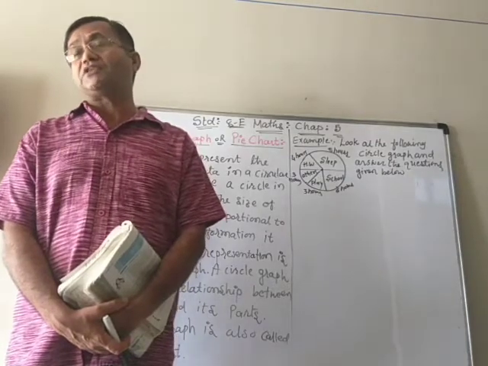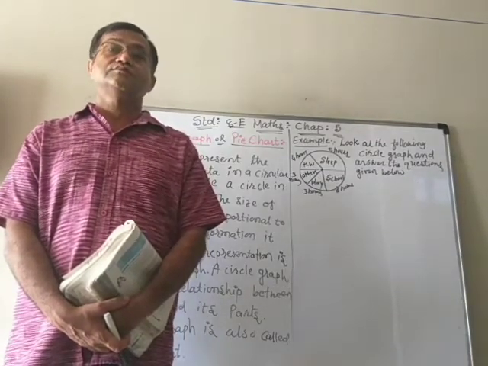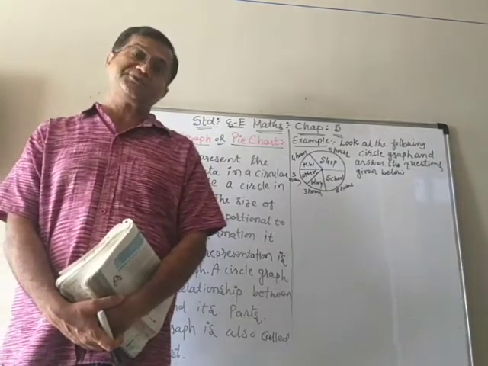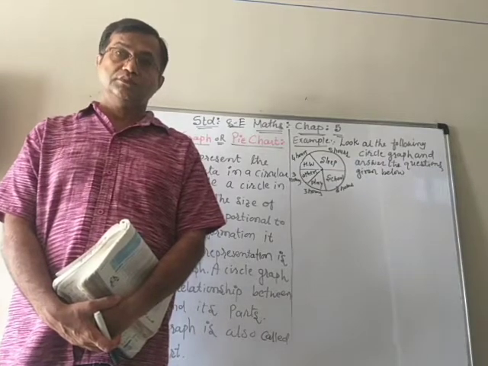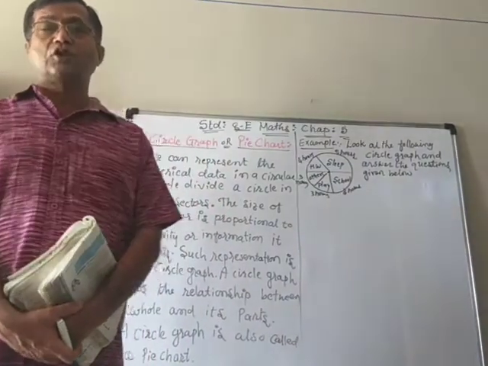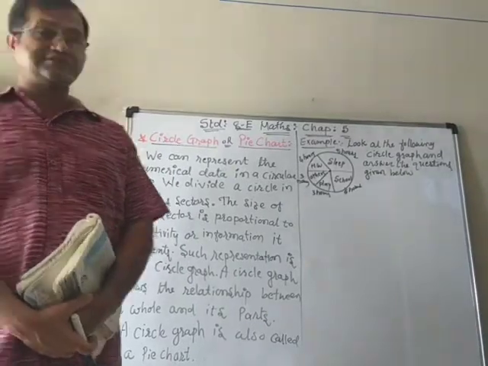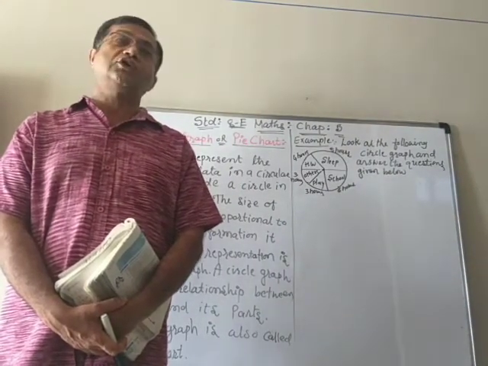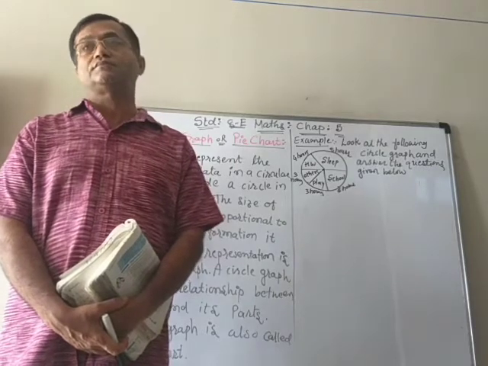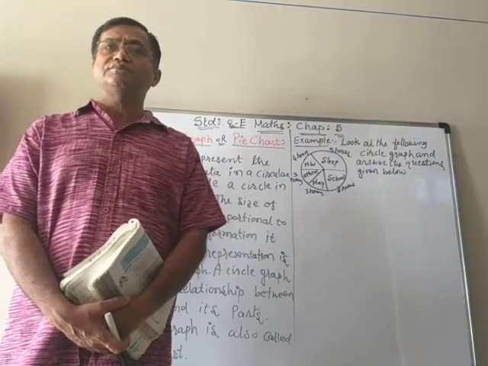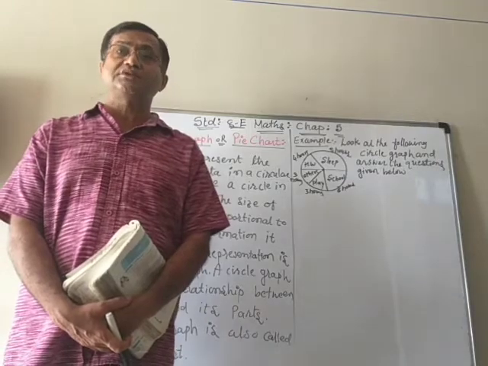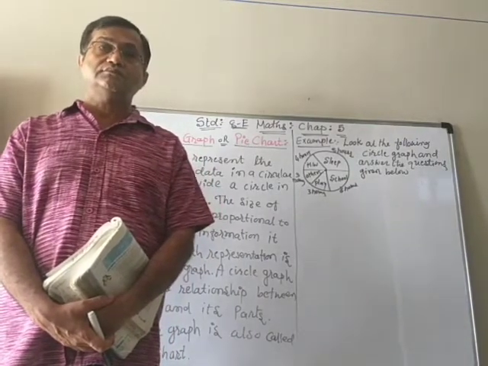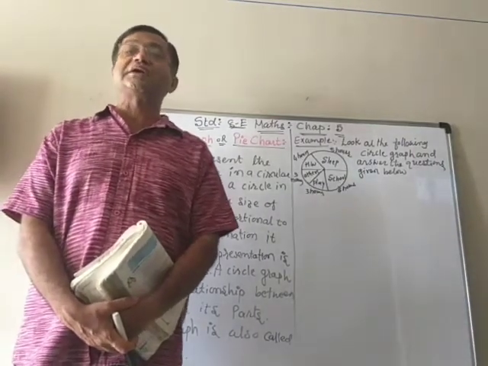Up to now we have learned about histograms, bar graphs, and double bar graphs, in which we took the horizontal and vertical axis and then drew the graphs. But here it is a different type of graph, which is known as a circle graph.